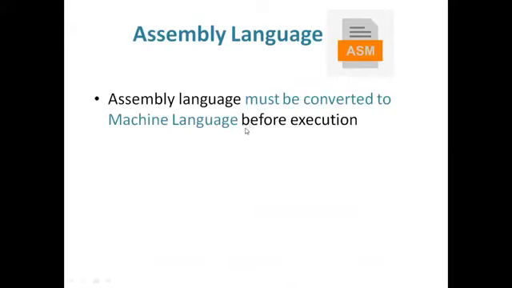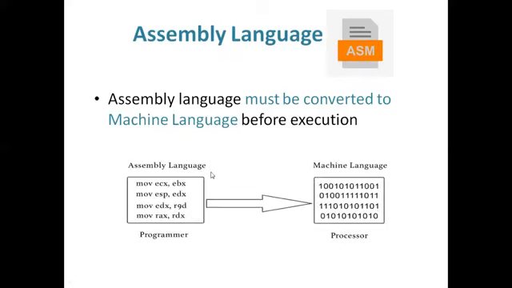Assembly language must be converted to machine language before execution. The computer understands only machine language. Although we are writing the code in assembly language for our own ease and facility, the computer will not be able to understand it. Therefore it must be converted into machine language before execution. And this is an example: the code written in assembly language by the programmer will be converted into machine language for the processor to understand and then to execute, to act upon those instructions.